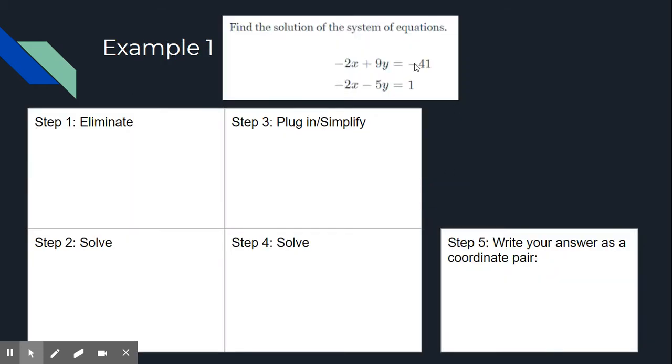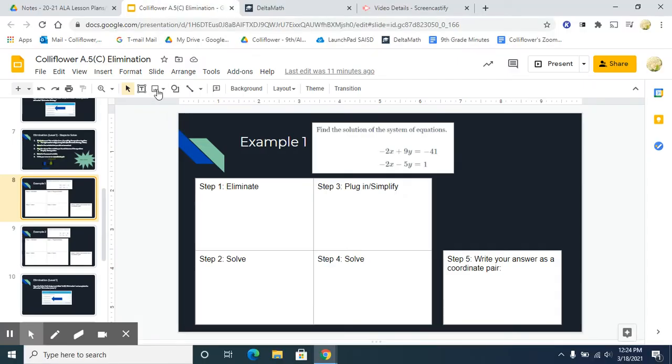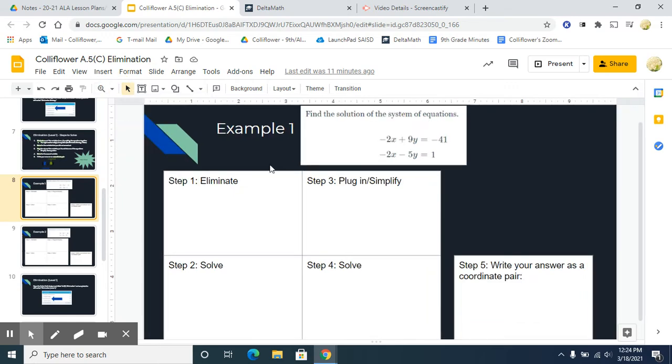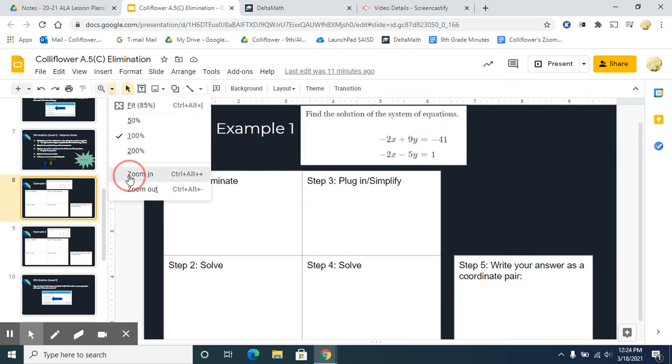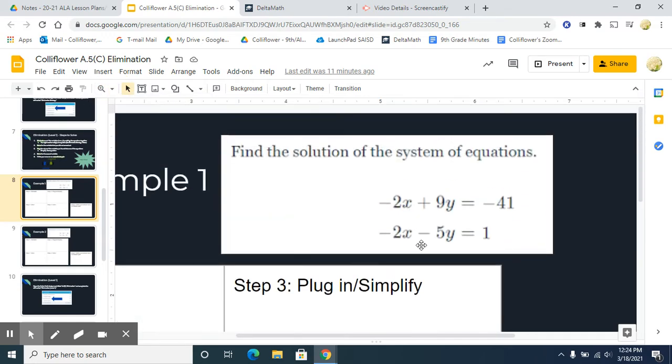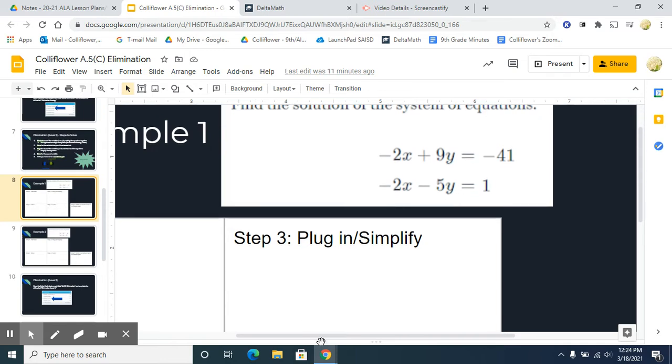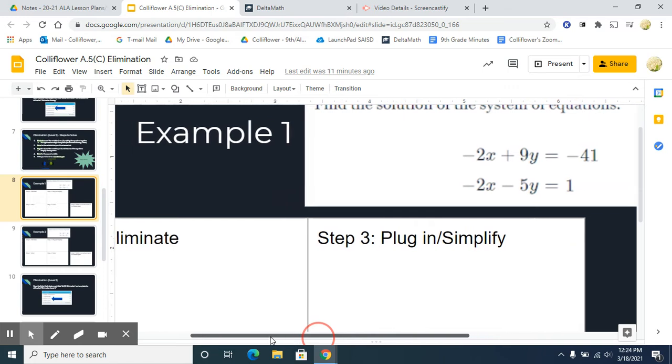Let's look at some examples. We're going to find the solution to this system of equations here. We've got negative 2x plus 9y equals negative 41. Our second equation, negative 2x minus 5y equals 1. So what I need to do first is take one of these equations and multiply it by negative 1 so that I can use elimination.